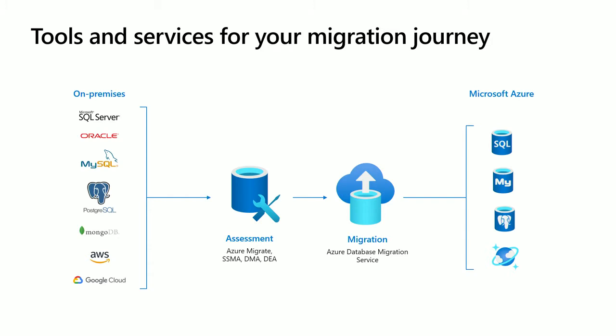And we have a tool called Database Experimentation Assistant. That tool really helps you to do a performance validation on the target to make sure that the target is really going to respond well for you even before the production migration happens.